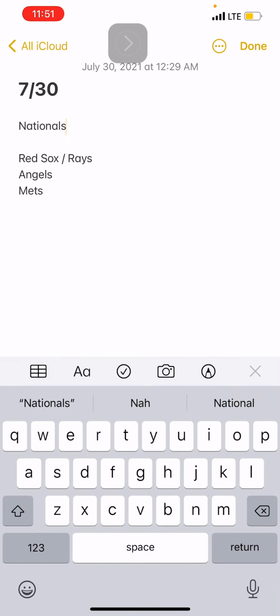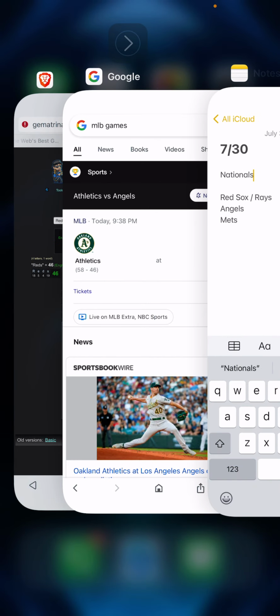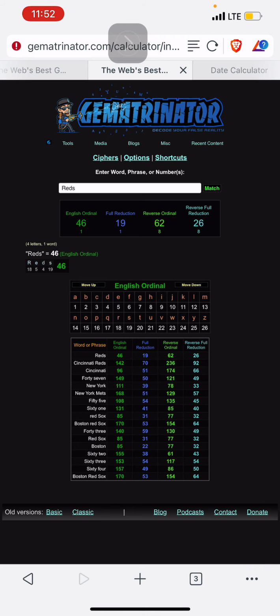The Nationals, I forgot. I'm not decoding that right now for you guys. But let's just keep an eye open on that type of stuff.